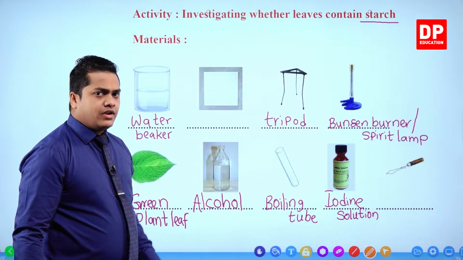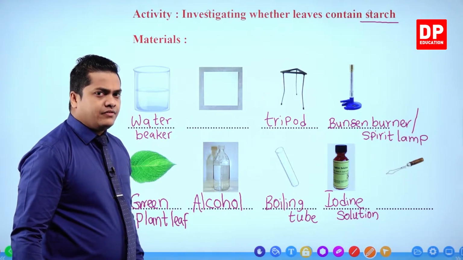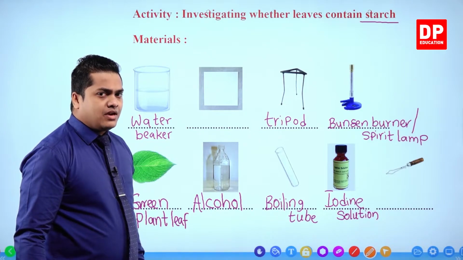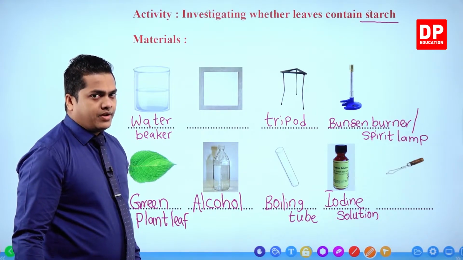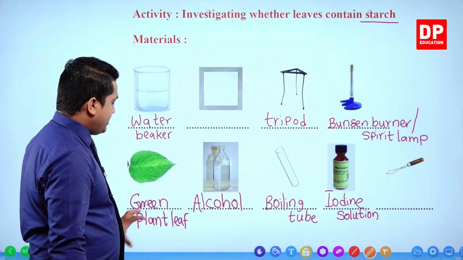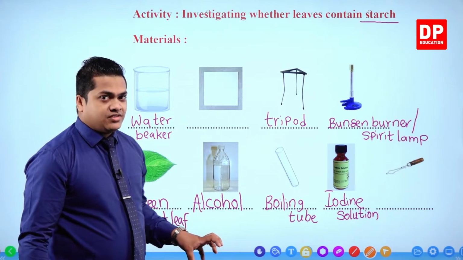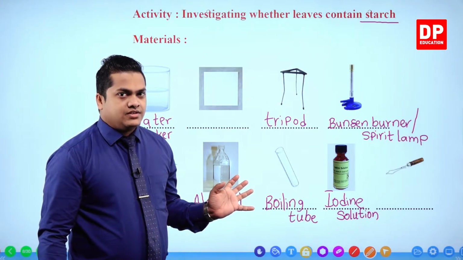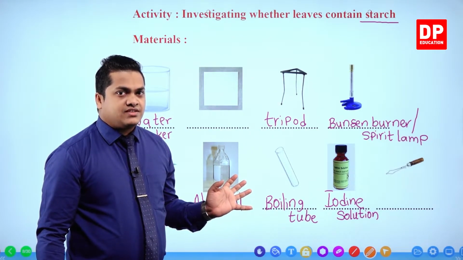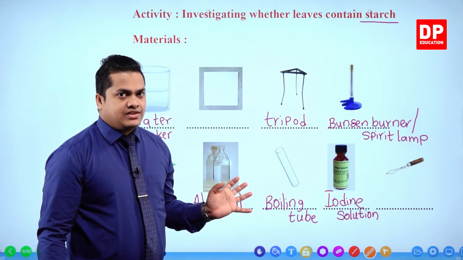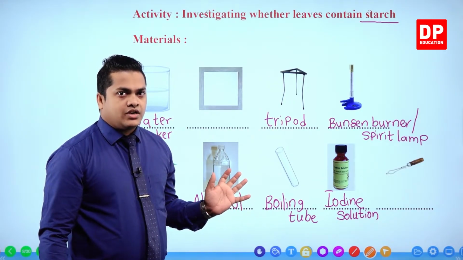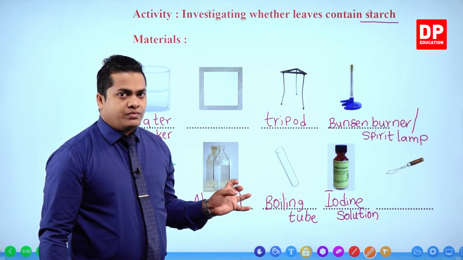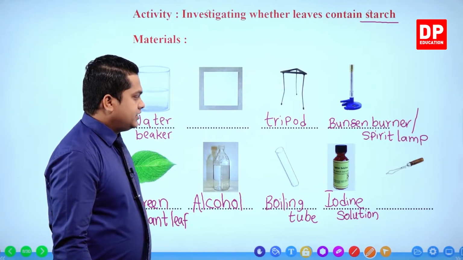Why do I need to mention it as a green plant leaf? Because only in green plant leaves is chlorophyll present. Only if there is chlorophyll is photosynthesis going to happen, right? So a green plant leaf is really important. Don't take a plant leaf which has any other colors. There are other plant leaves which have different mosaic colors, right? We can't use those, like croton. However, it should be a green one.